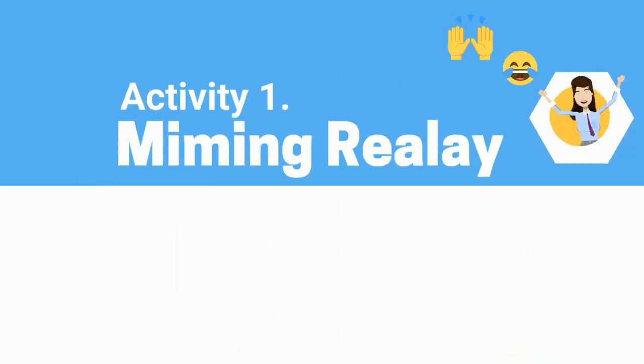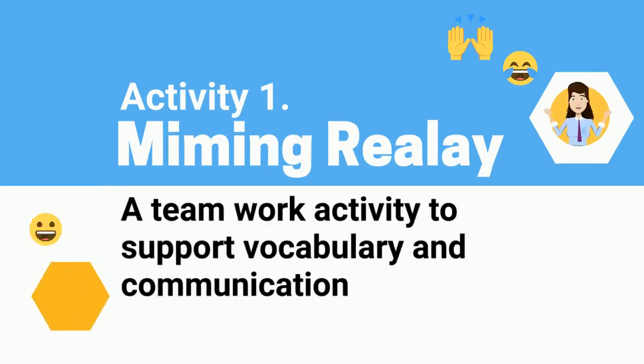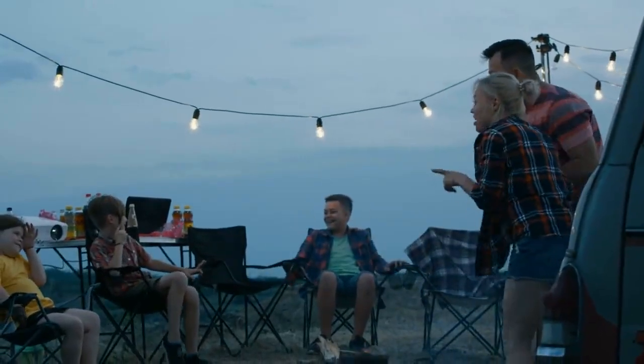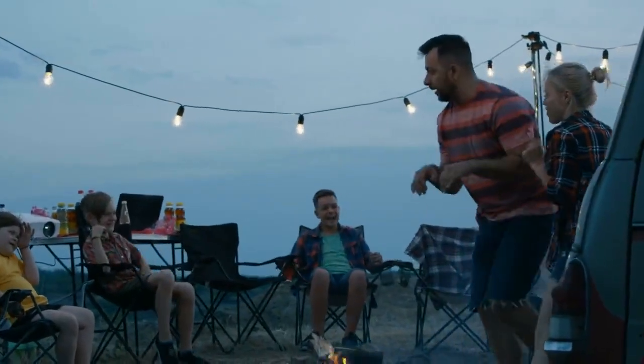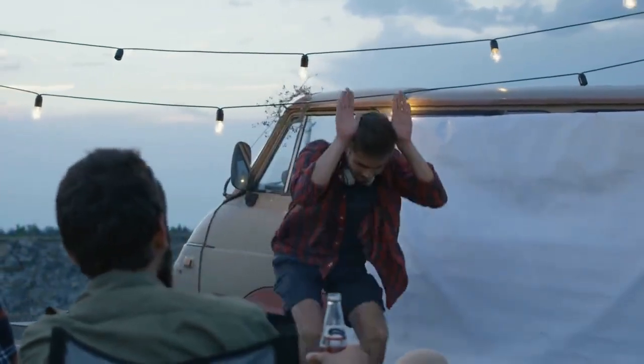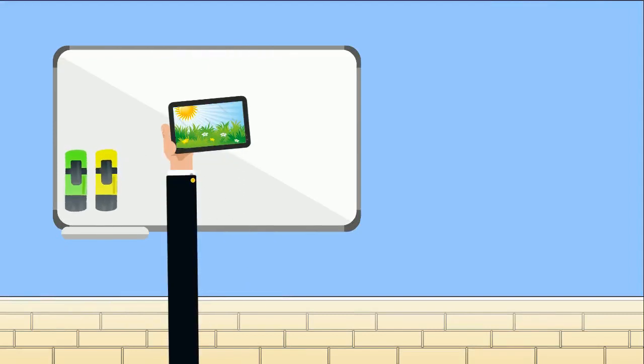Activity 1. Miming Relay. A teamwork activity to support vocabulary and communication. Miming in class is a simple activity that can be used to learn and practice vocabulary. Miming helps to elicit language and can be used from beginners to advanced. For this activity, you need a flip chart or whiteboard, pens and a mobile phone or flashcards.